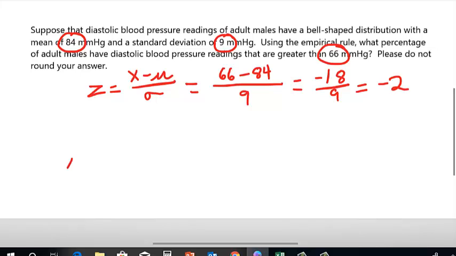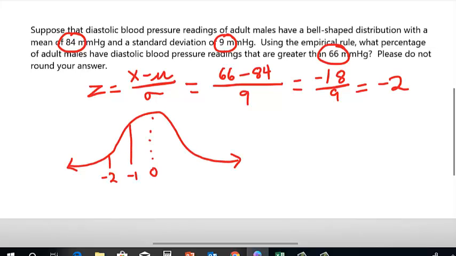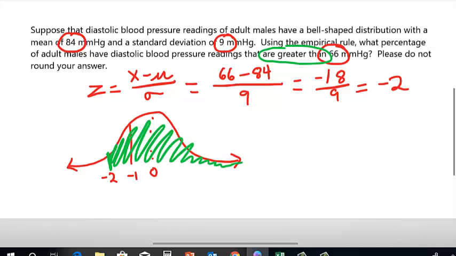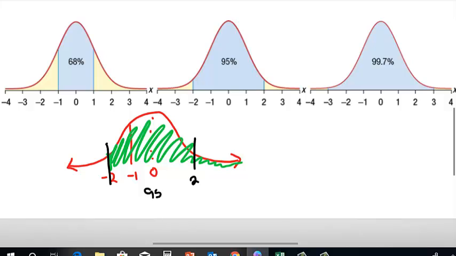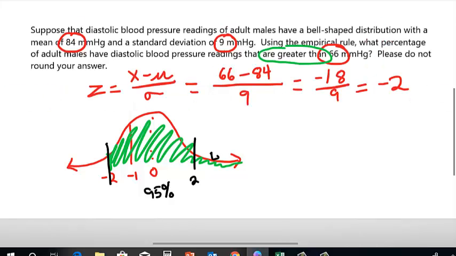Okay, so if I think about that bell curve, we want to find the probability or the percentage of readers that are greater than. So if my value is negative 2, greater than is going to be all of this area. What makes this a little harder, we know from what's given to us that between negative 2 and positive 2 is 95%. That was one of the ones that was given us, 68, 95, and 99.7. However, that does not account for this little bit here.